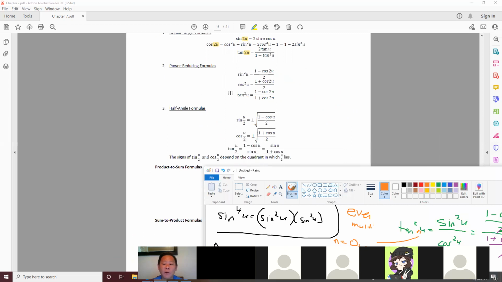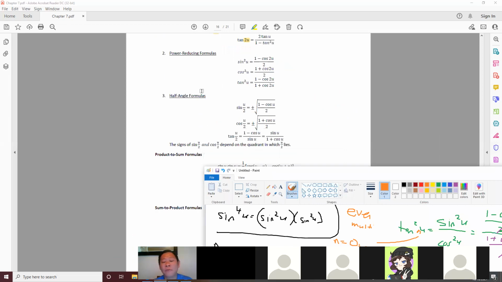And the next formula we have is the half angle formula. What a half angle formula does is take an angle and cut it in half. That's why, when you look at the formulas here, they are all half. The half angle formula is given by plus or minus the square root of 1 minus cosine u over 2, plus or minus the square root of 1 plus cosine u over 2, and for tangent, 1 minus cosine u over sine u, or sine u over 1 plus cosine u. So there are two formulas for tangent u over 2.